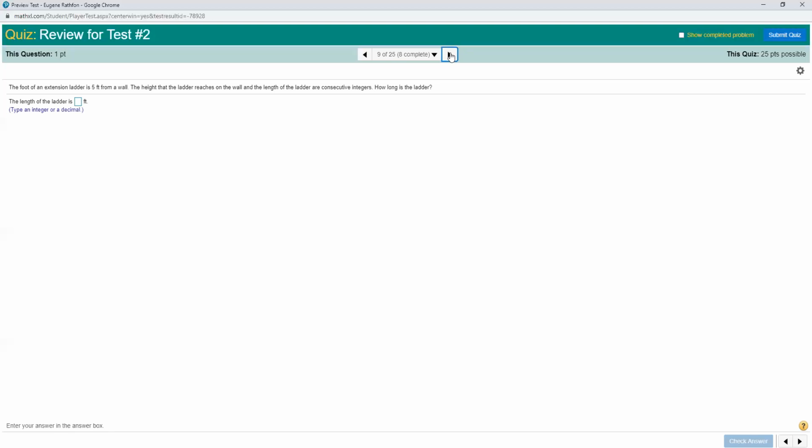So consecutive integers means numbers that are right in a row, like 4 and 5 are consecutive, 7 and 8 are consecutive, and so on, okay? So now they want to know the length of that ladder. So let's go work this one.